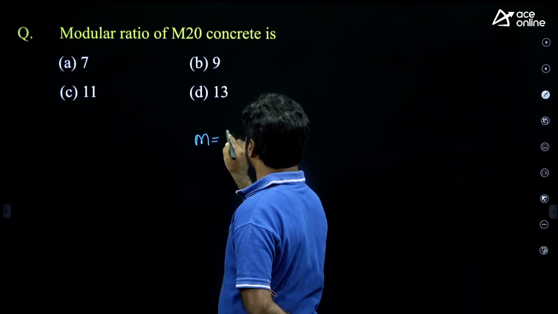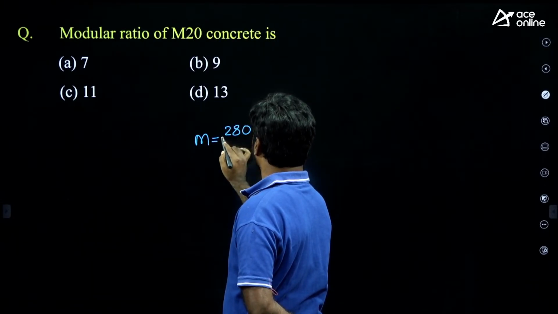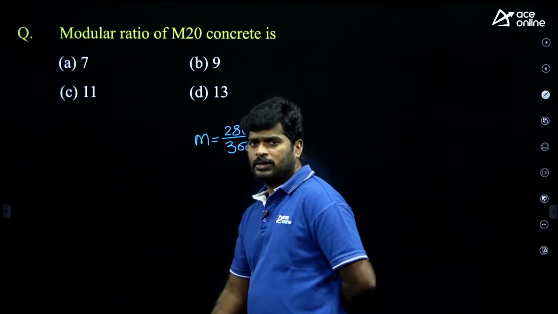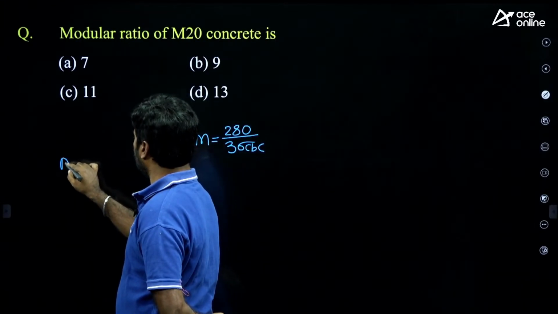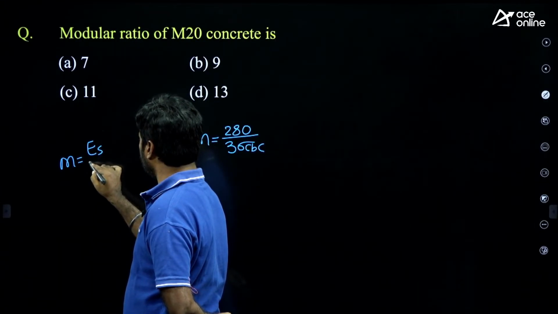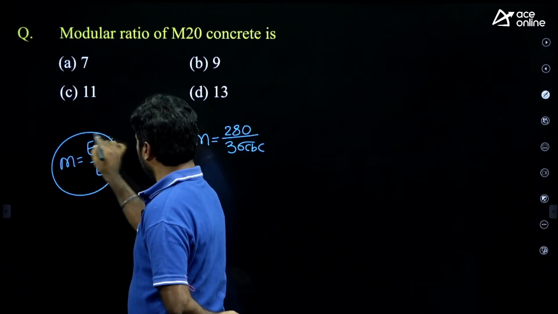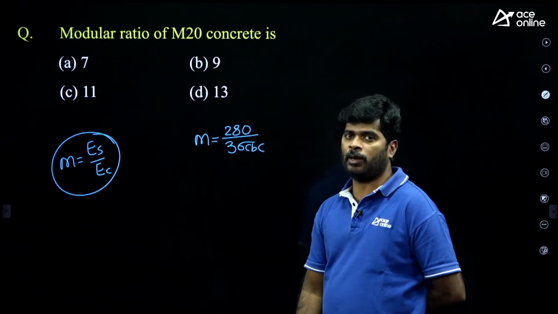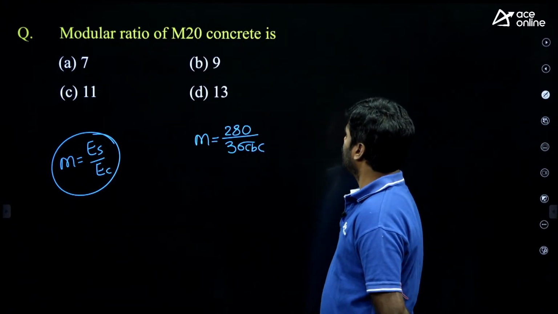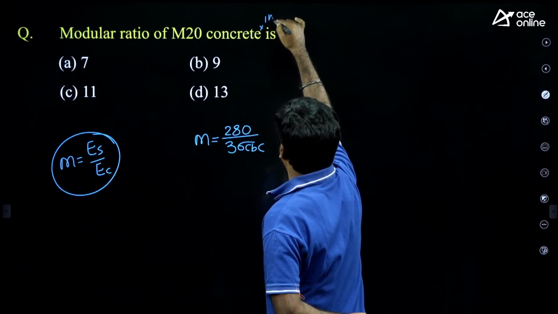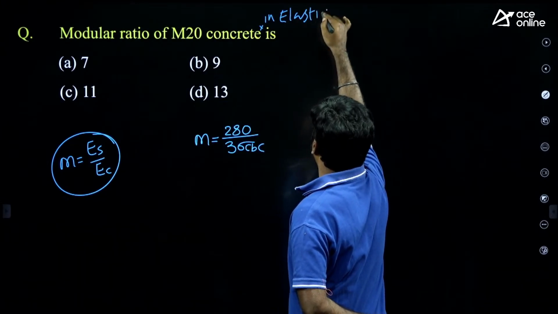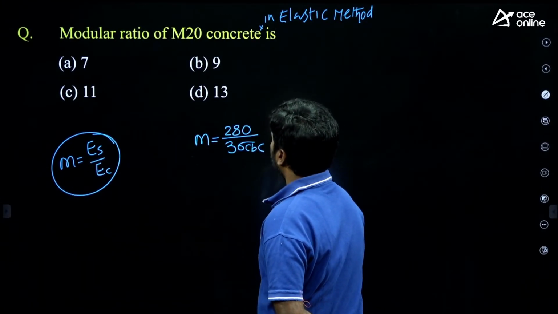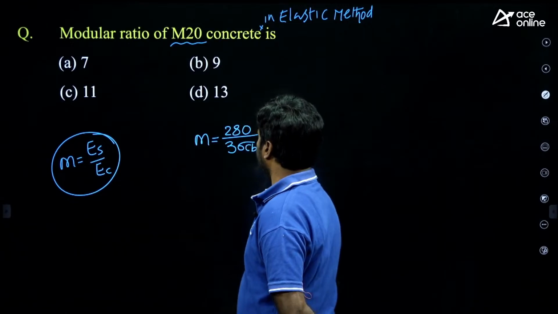Modular ratio in elastic method, we can write 280 upon 3 sigma CBC. Generally in strength of materials, modular ratio you can write ES upon EC, right? But in working stress method, we are not going to write ES upon EC. We can write 280 upon 3 sigma CBC. I think it is better if it is mentioned in elastic method, so that clarity will be there. Okay, right. Here given M20 grade concrete.